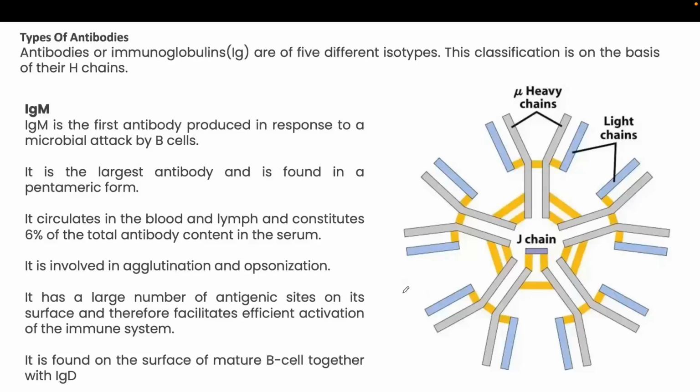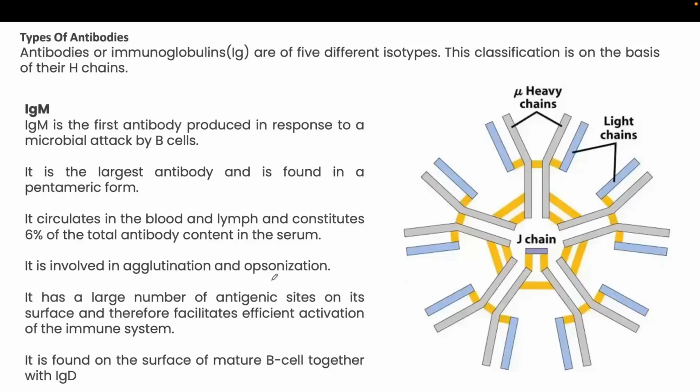It is pentameric in structure, that you have to remember. It is the largest antibody and is found in pentameric form. It circulates in the body and lymph node, and consists of 6% of the total antibody content in the serum. It is involved in agglutination and opsonization.